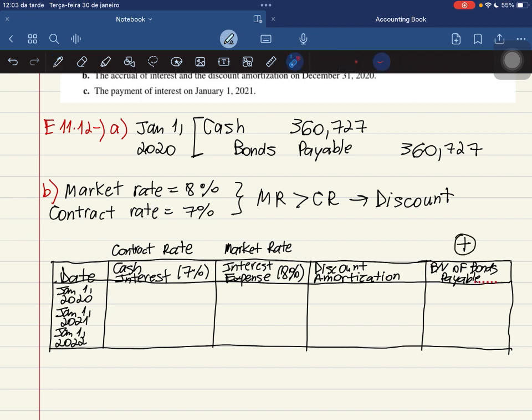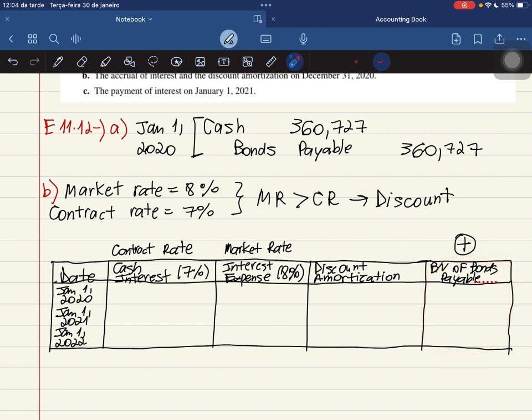For example, if in this table we were doing a premium amortization, this column we would be subtracting it. It would be a minus. But since this is a discount over here, we added. So just remember that it is counterintuitive, this column over here.